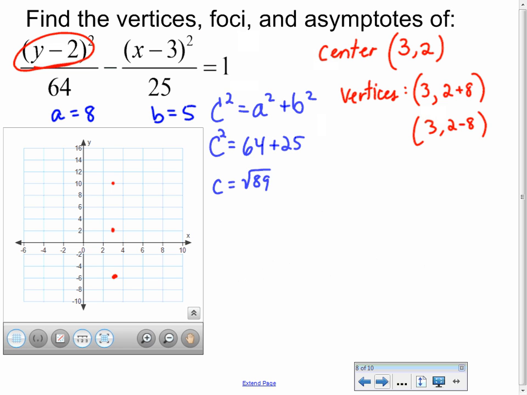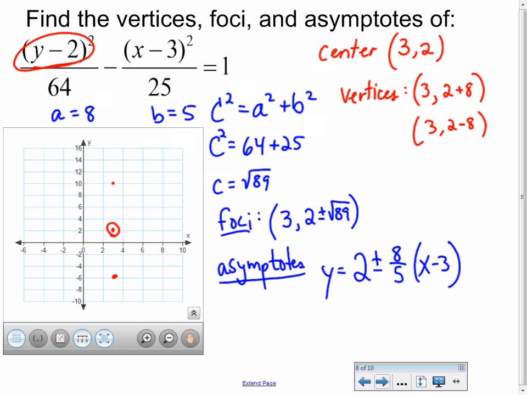Let's find C. And C turns out to be the square root of 89, which is a little less than, somewhere between 9 and 10. So that C number tells me how far up and down from my center, this is my center of course, the foci are. And the foci are along my axis of 3, 2. That's my center. But I want to add and subtract that number there. So I'm going to add and subtract somewhere between 9 and 10. So we'll go up 9 from 2, so it goes to 11. So foci somewhere in there, and go down that far, foci somewhere there.